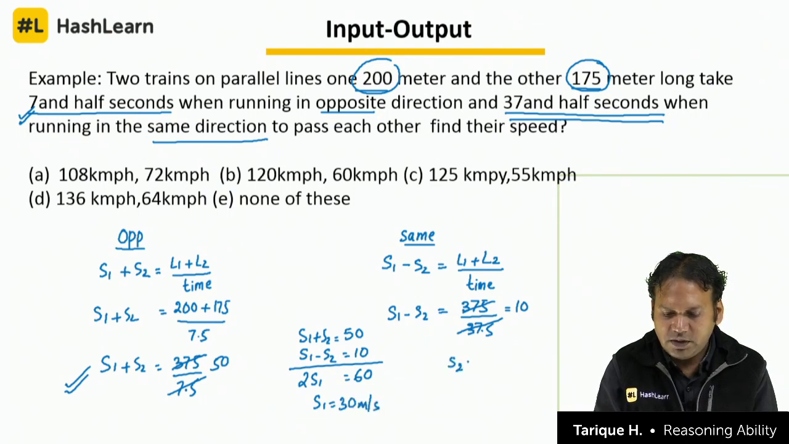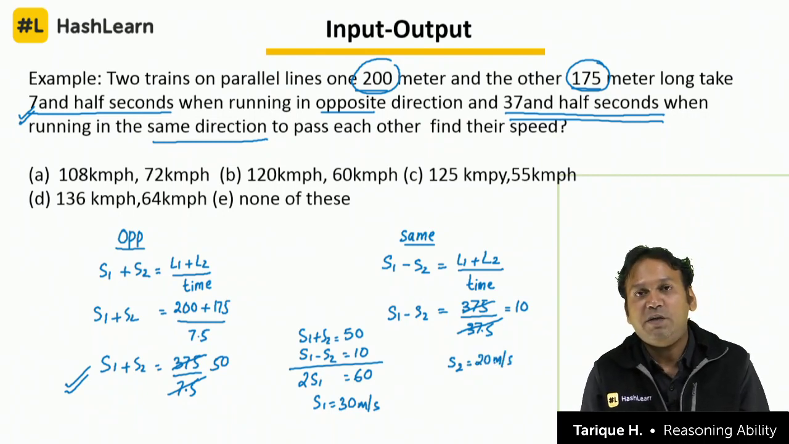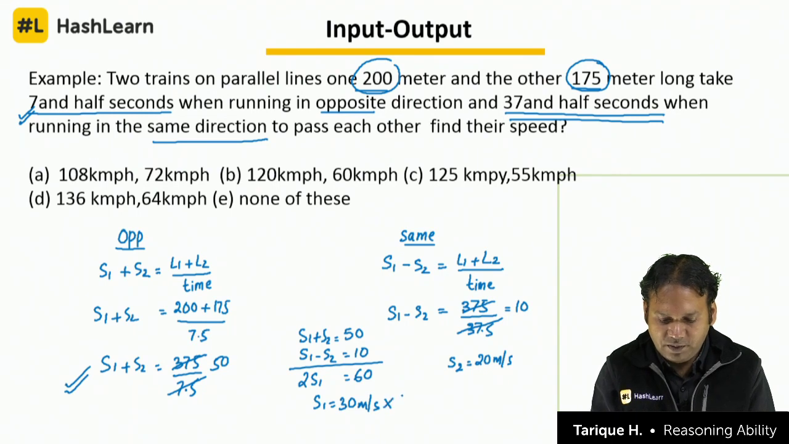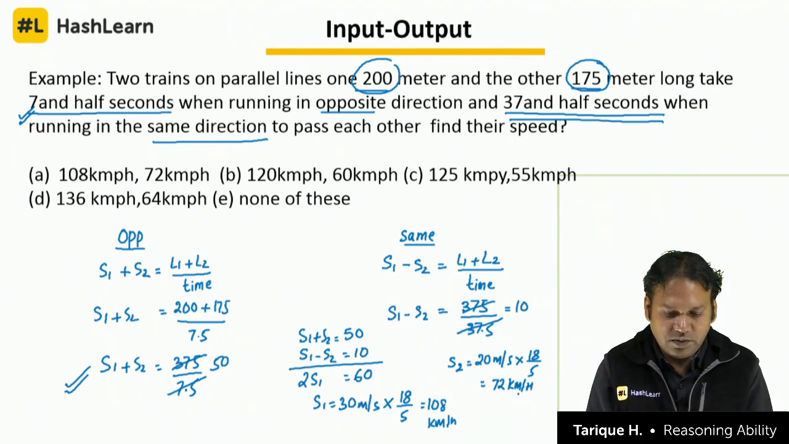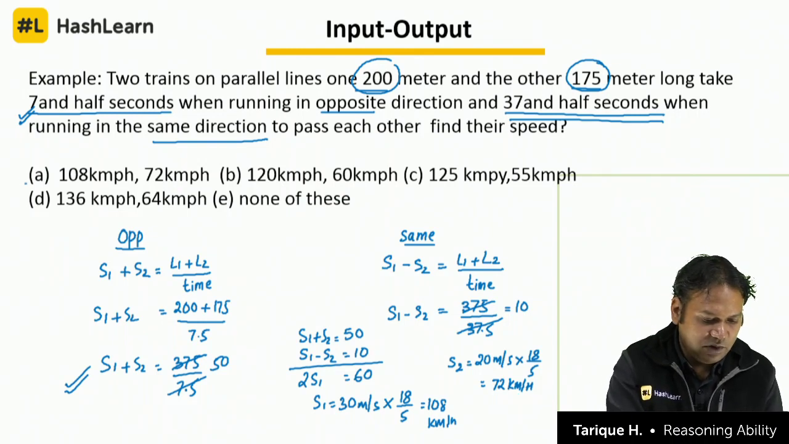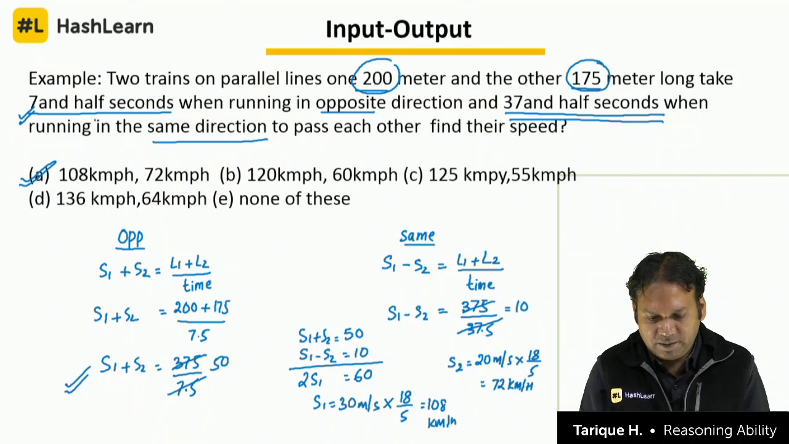So S2 will become how much? 20 meters per second, but answer is in kilometers per hour. So convert into kilometers per hour, multiply 18 by 5, you will get 108 kilometers per hour, and here you will get 72 kilometers per hour. So the question will be solved. See, one formula is there: S1 plus minus S2 equal to L1 plus L2 by time. So answer here is 108 and 72 kilometers per hour respectively.